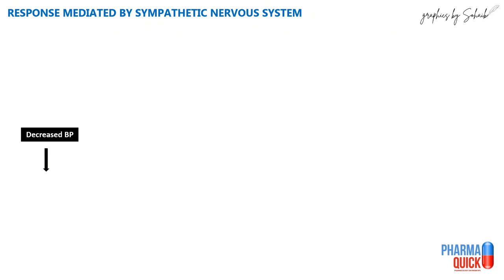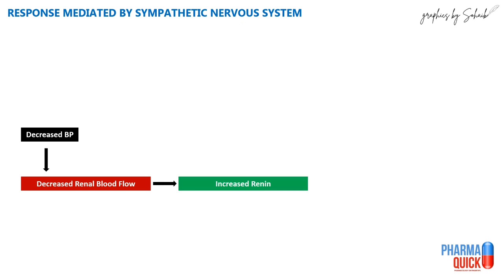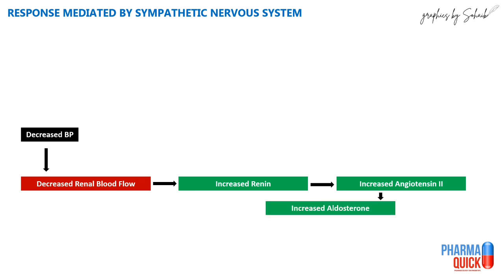We will be discussing hypertension and the role of the sympathetic nervous system in controlling blood pressure in our body. When blood pressure is decreased by any means, it causes certain effects. It causes decreased renal blood flow that leads to increased secretion of renin, which also causes increased secretion of angiotensin II. When angiotensin II level increases, it causes increased secretion of aldosterone.